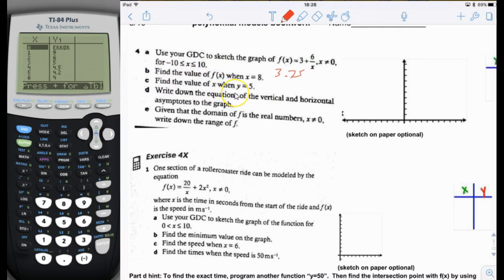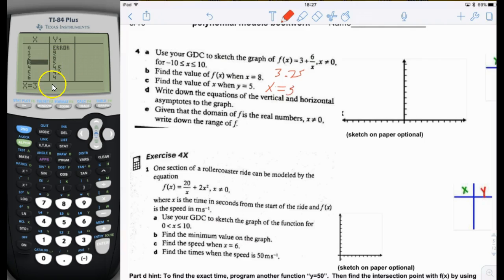C, find the value of x when y equals 5. There's a couple ways to do that too. One is you go here, oh wait, look, second table. So we see that 3, 5 is a value. So x equals 3 when y equals 5, right?